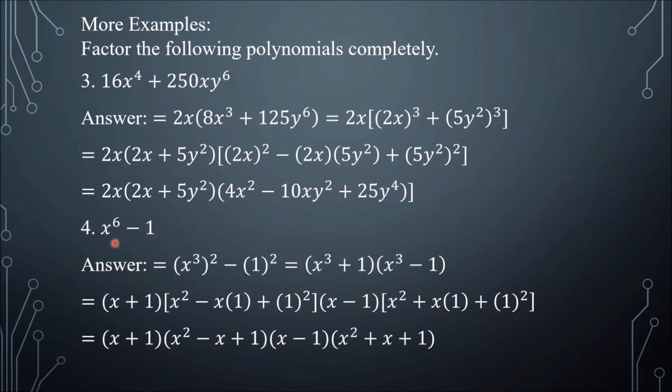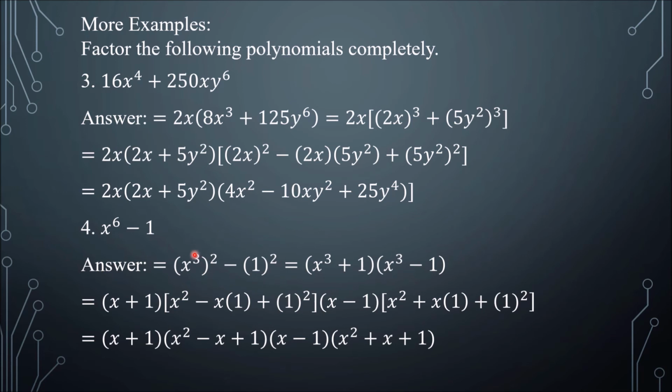Number 4, x raised to 6 minus 1. Now as you can see, x raised to 6 is x cubed squared, in which 3 times 2 is 6. So that's the product rule in the laws of exponents. Now 1 is 1 squared. Now as you can see, this is a difference of 2 squares.